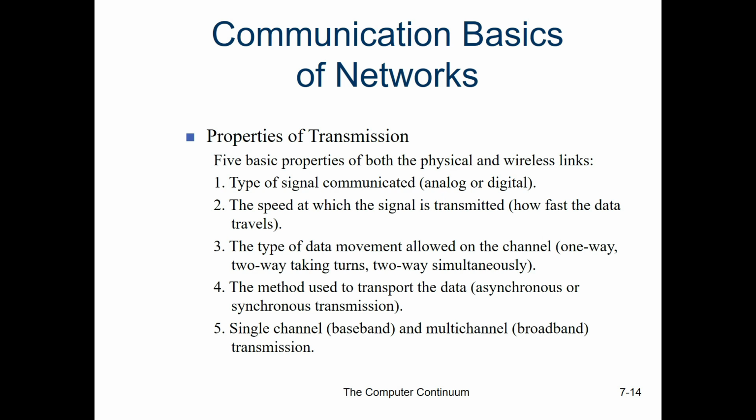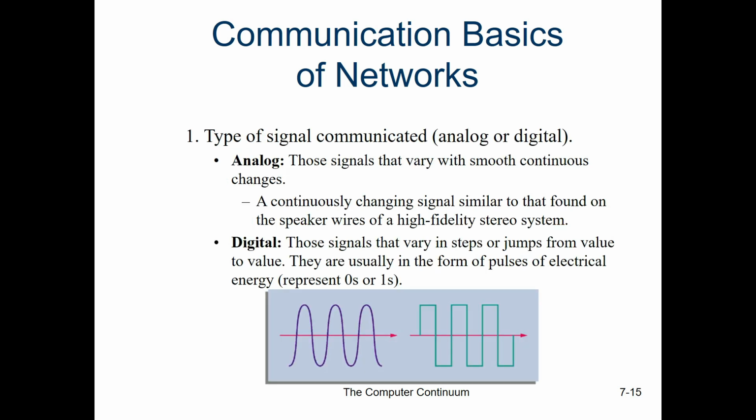First is the type of signal communication, be it analog or digital. We'll discuss that later. Then the speed at which the signal is transmitted, the type of data movement allowed on a channel, or how communication is held, and the method used to transport the data: single channel, baseband, or multi-channel, like TVs and all that.